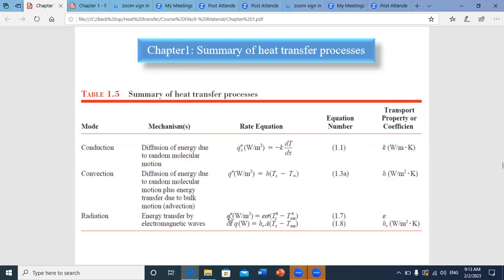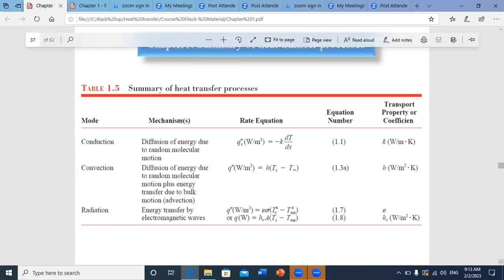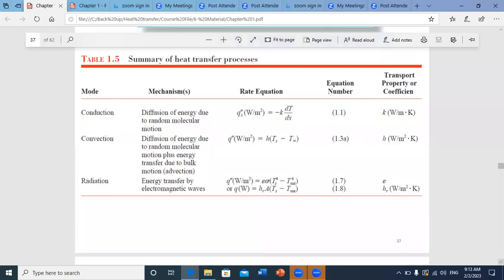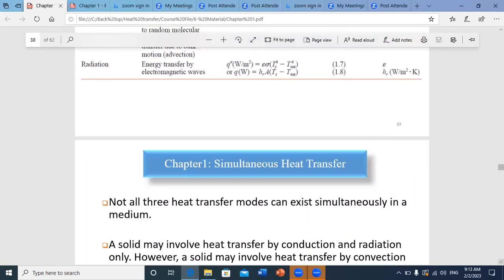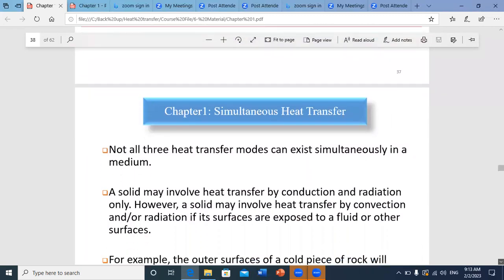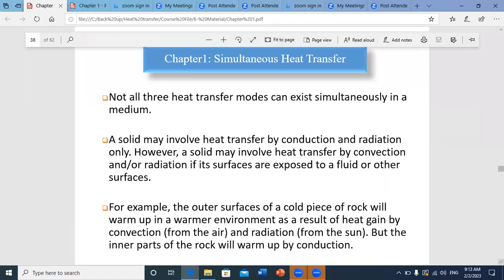And the heat flux is equal to epsilon times sigma times (T surface to the power 4 minus T surrounding to the power 4). The characteristic properties will be the emissivity and, if you want, the lumped radiation coefficient h_r. Okay, so in this way, we have done a small review on the different heat transfer mechanisms.